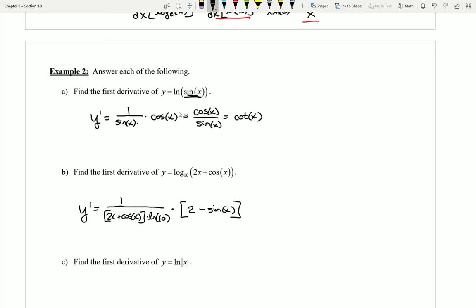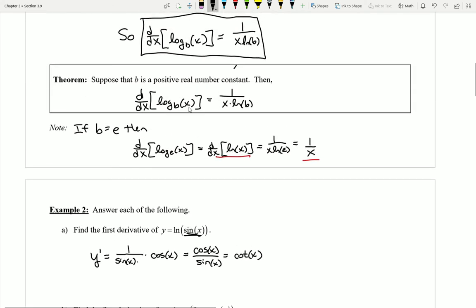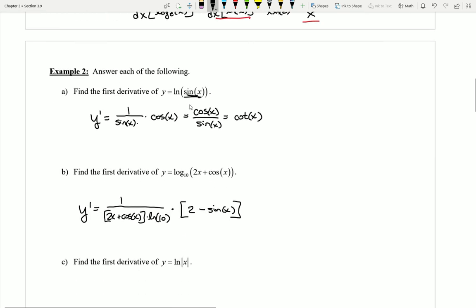So hopefully parts A and B weren't too terribly difficult. It's a little weird maybe at first to think about how parts A and B work when I have this input on the inside that's not just a standard x, but happens to be a whole function. But hopefully you can see it's the same basic idea, that I just take 1 over that entire input and then just follow up with the chain rule.